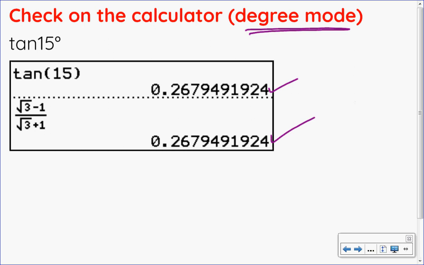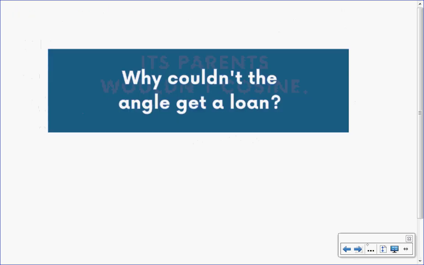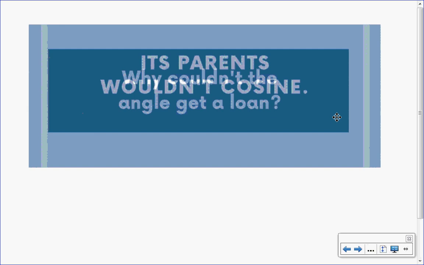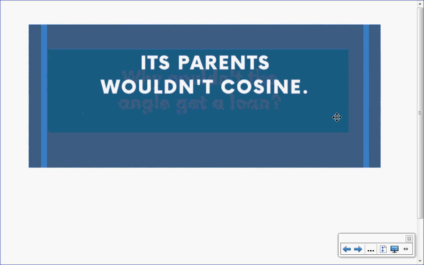So we've covered angle sum, angle difference, and double angle identity. We haven't covered why angles can't get loans. And the simple reason why angles can't get loans is because their parents won't co-sign for them.